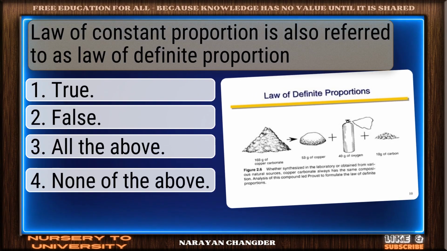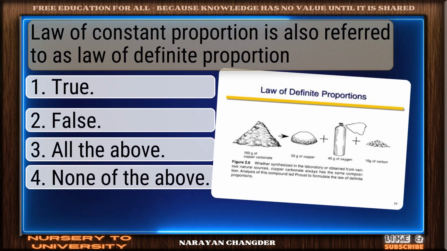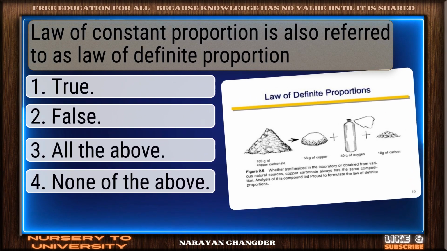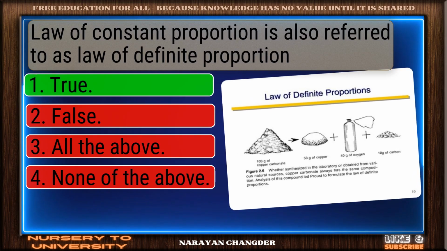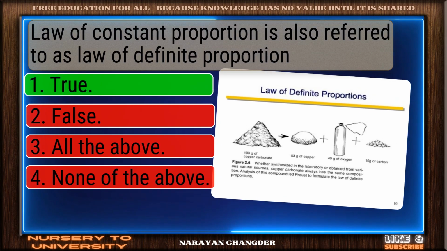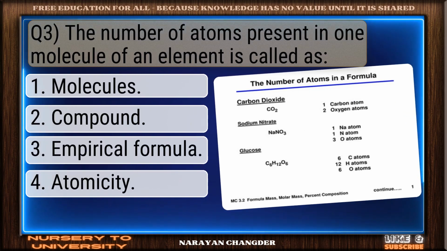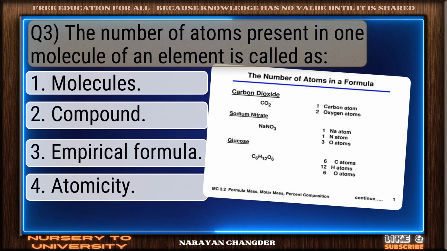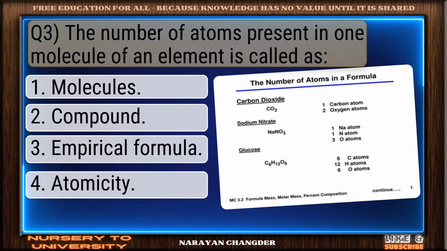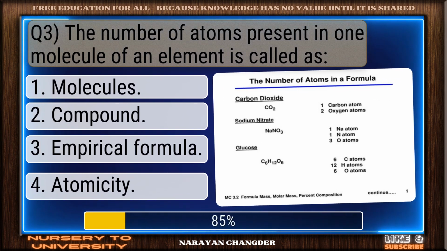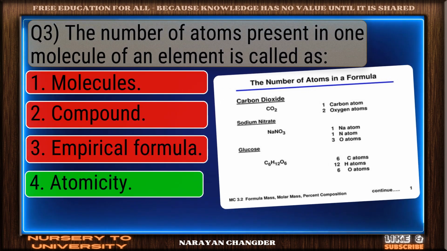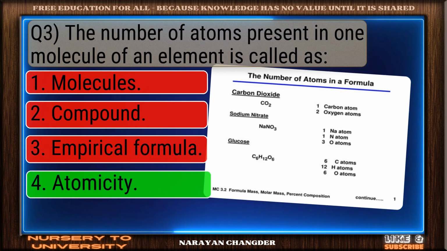Question number 64. Law of constant proportion is also referred to as law of definite proportion. Nice work. You chose true and it is correct. Question number 65. The number of atoms present in one molecule of an element is called as. You chose atomicity, and it is correct.